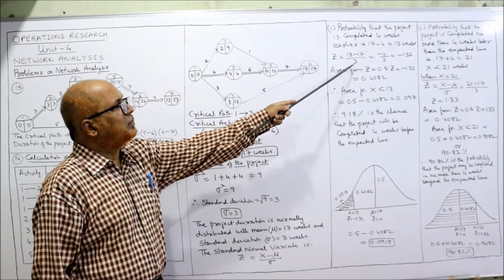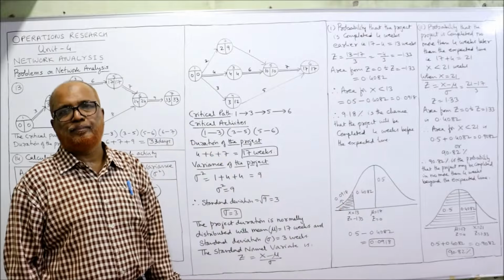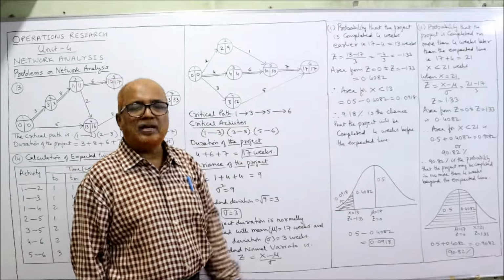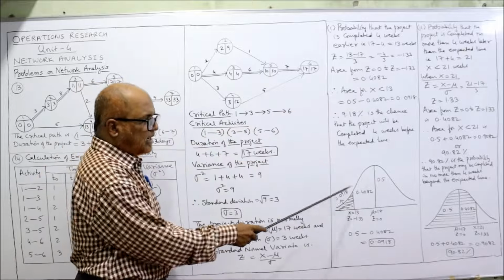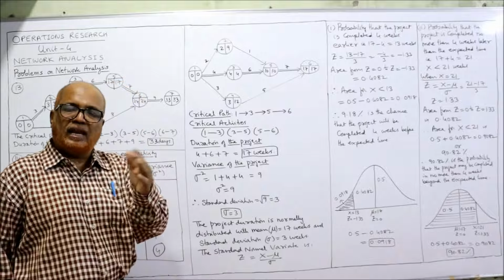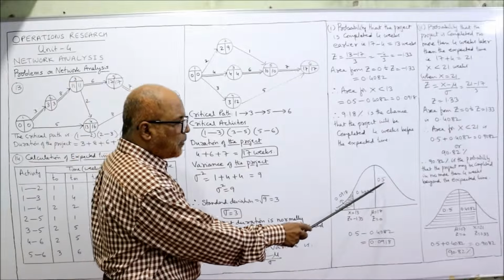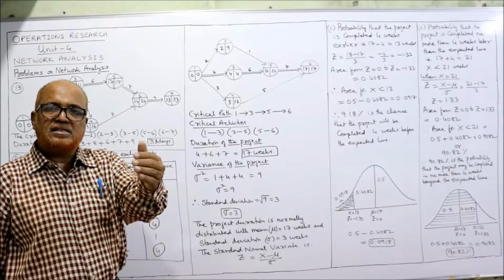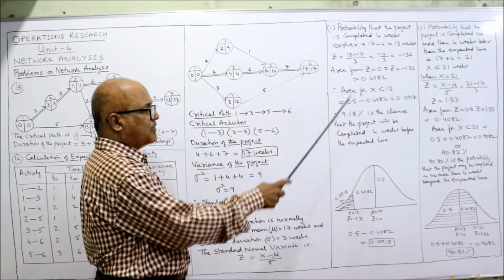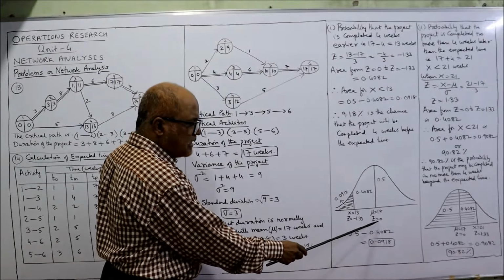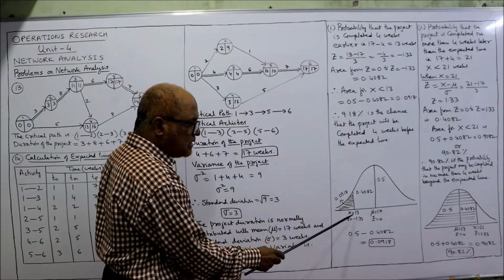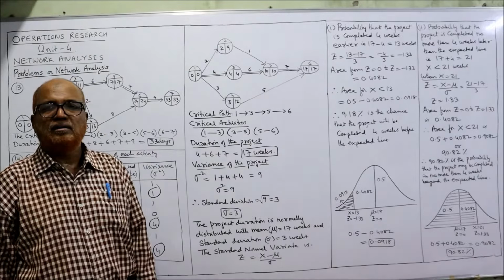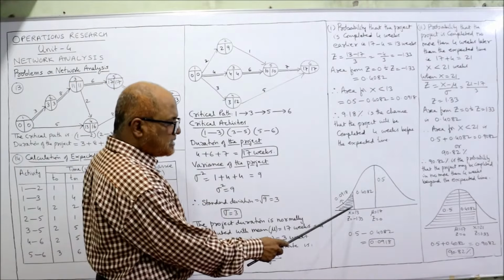13 minus 17 divided by 3, you will get minus 1.33. Now, area from Z is equal to 0 to Z is equal to minus 1.33. This is the normal area curve. 0.5 area is on the left side of this perpendicular and 0.5 to the right. But we need the probability when X is less than 13 weeks. So mu is equal to 17, Z is equal to 0 in the middle. Now X is 13, and 13 is less than 17. So it is on the left side.